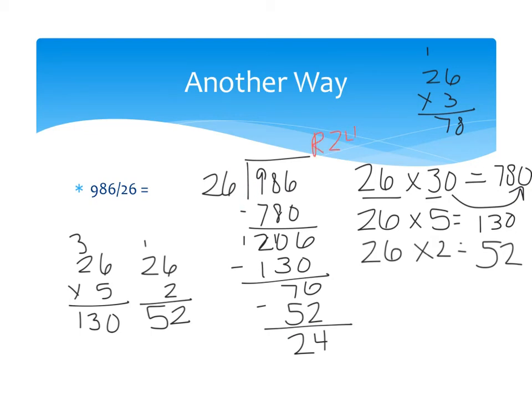Remainder 24. Again, I'm adding up what I multiplied my divisor by. 30 plus 5 is 35, plus 2 is 37. My quotient is 37, remainder 24. I got the same quotient as when I did it before, but I used different multiples. You can use different multiples and they will still add up to be the same thing.